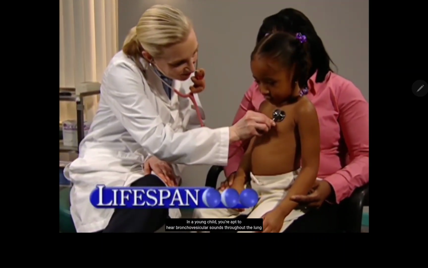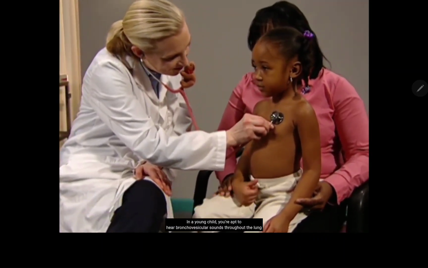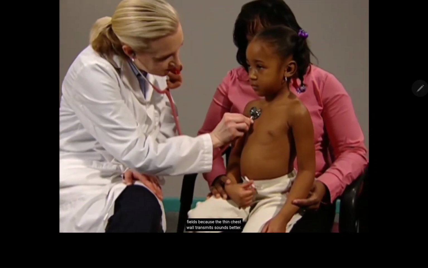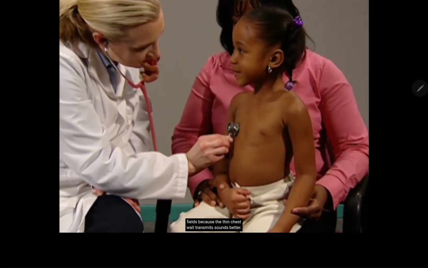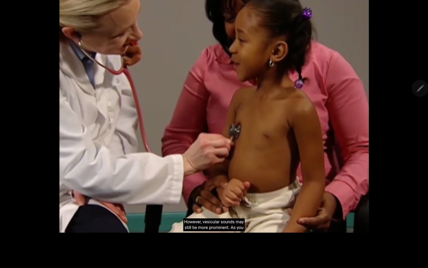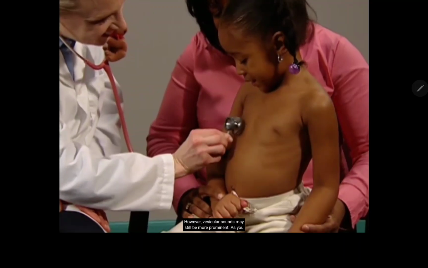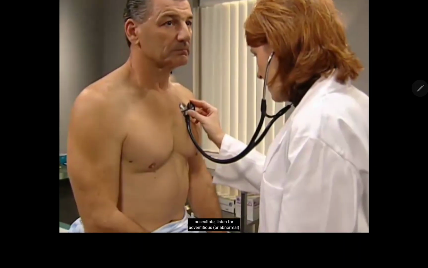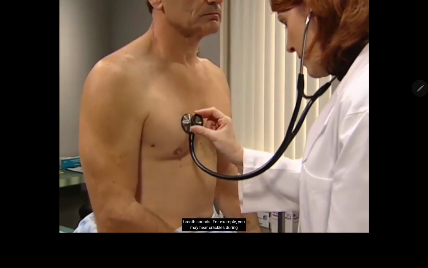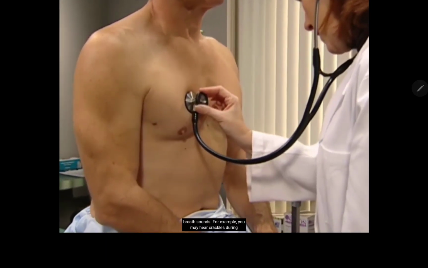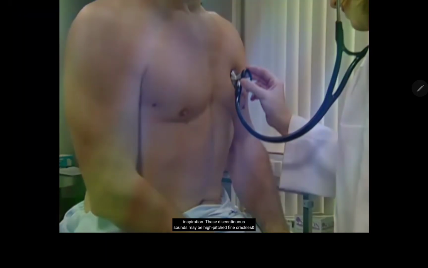In a young child, you're apt to hear bronchovesicular sounds throughout the lung fields because the thin chest wall transmits sounds better. However, vesicular sounds may still be more prominent. As you auscultate, listen for adventitious or abnormal breath sounds. For example, you may hear crackles during inspiration.